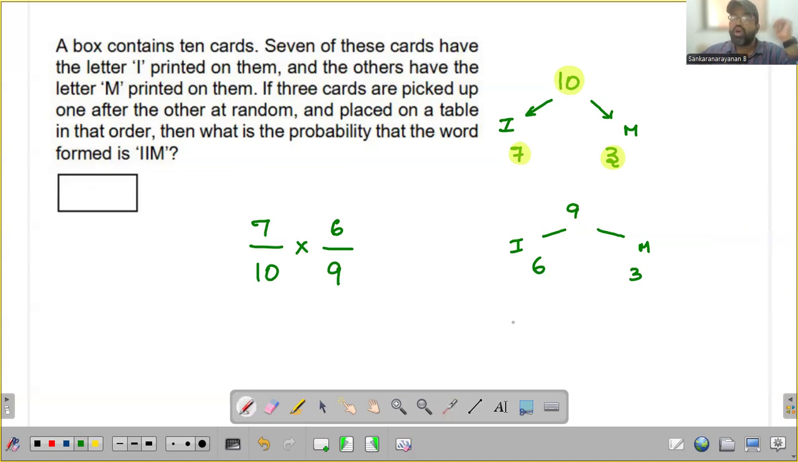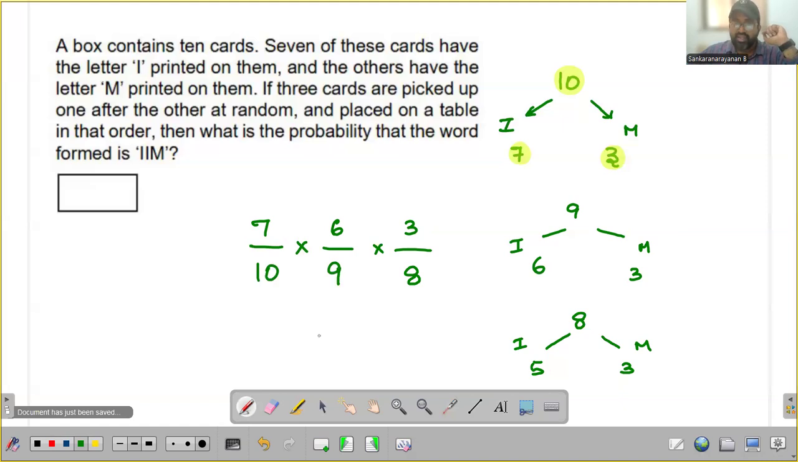So that is also I. Now you are left with 8 cards. If you observe, 5 of them are letter I, 3 of them are letter M. The third one that you are selecting should be the letter M. And what is the probability for that? Out of 8 available, 3 favorable outcomes, right? So we can see 8 cards are altogether available. Favorable outcome is 3. So 7 by 10 into 6 by 9 into 3 by 8. This is going to be the required probability.